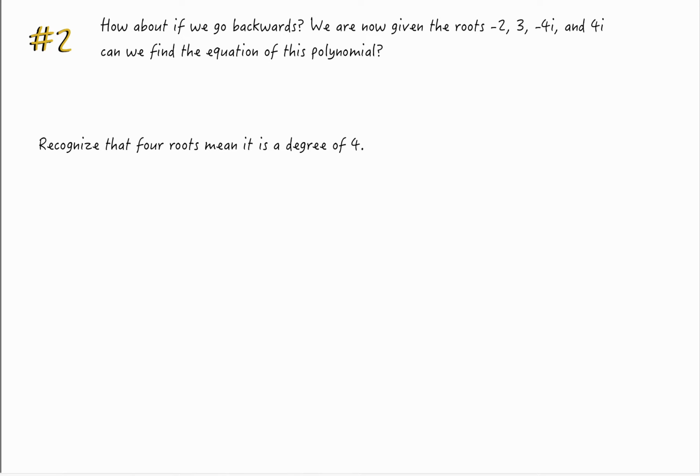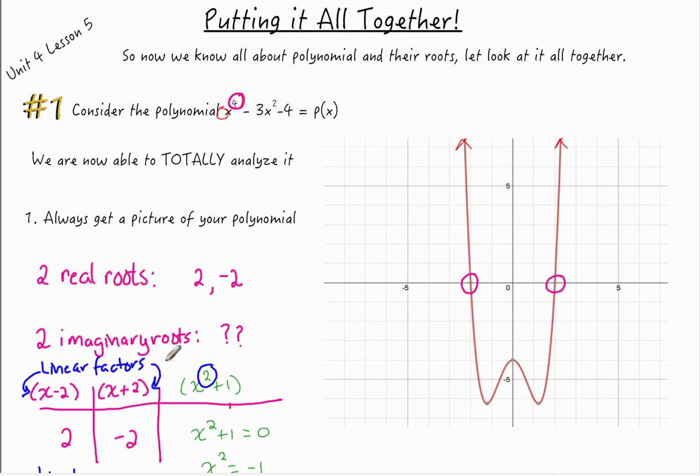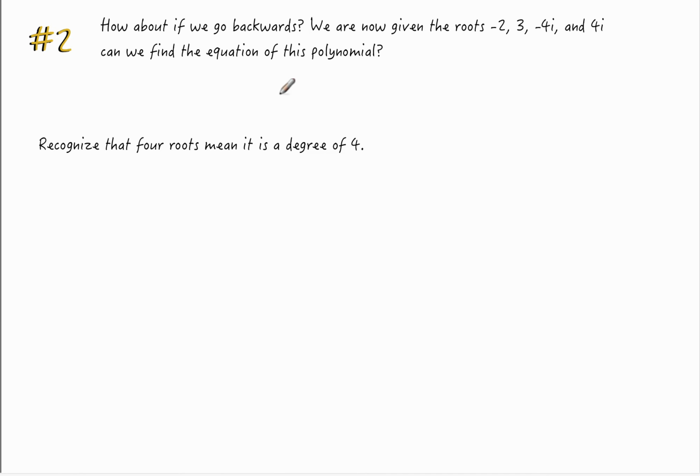All right. How about if we go backwards? How about if I give you the roots and you have to come up with the equation? Well, that's not that hard to do, considering that's exactly what I did over here. All right, so we recognize that there are 4 roots. 1, 2, 3, 4. And I'm going to tell you something about these imaginary roots in a minute. But let's not get ahead of ourselves.